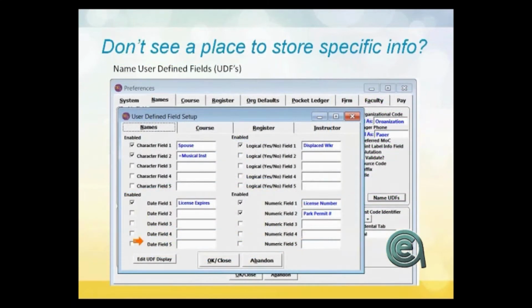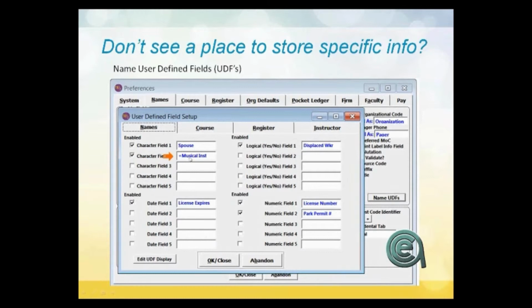If you don't see a place, say on the regular name screen, to find data or put data, you have more options: user-defined data fields. There are about 20 of those on the name record, and 16 on the course, the register, and the instructor. They're generally organized by character, logical, which means yes or no, or checked on and off, date fields, and number fields. And you might ask, why is there a plus by one?